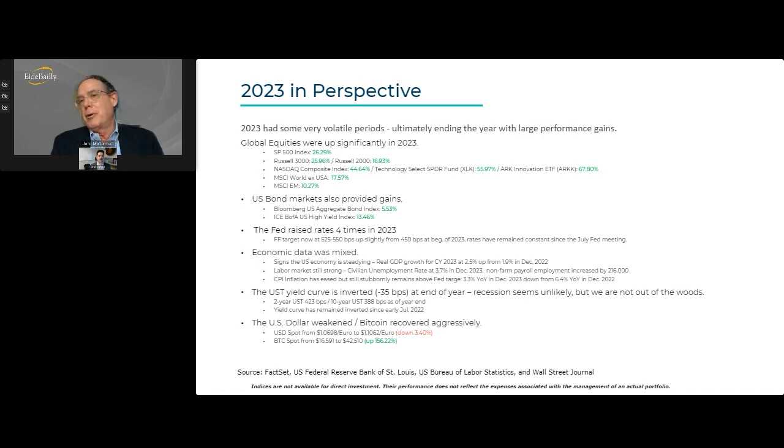Short-term rates are still very high as compared to long-term rates. That's known as an inverted yield curve, and inverted yield curves have in the past been precursors to recessions. So I am confident, or not confident, I'm optimistic that the Fed is going to continue to manage the economy to the soft landing.